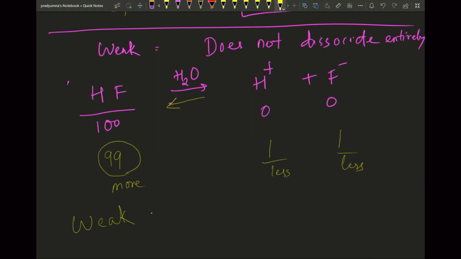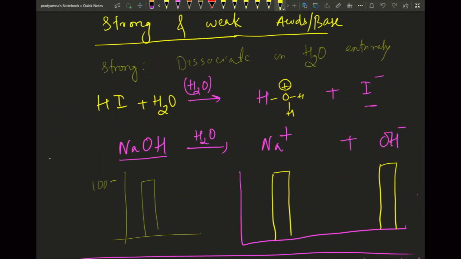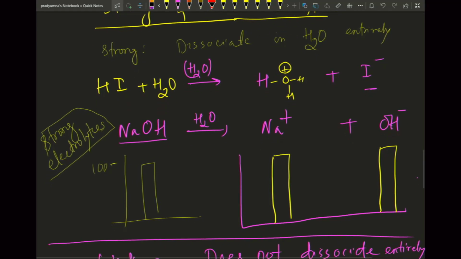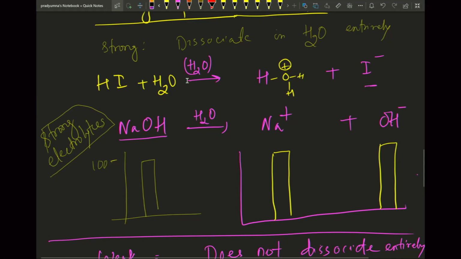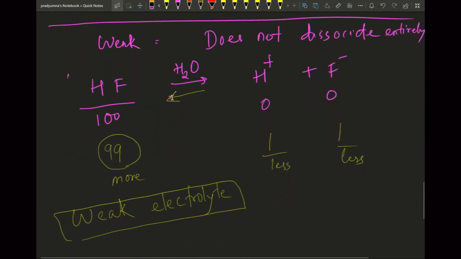So usually weak acids and bases are weak electrolytes. These are called electrolytes because they are dissociating, but because weak acids and bases do not dissociate entirely, they are called weak electrolytes. And the strong ones are called strong electrolytes. In strong acids and bases, we point the arrow in one direction, but in a weak acid or base, we point the arrow in both directions, because the reaction is going on in either direction.